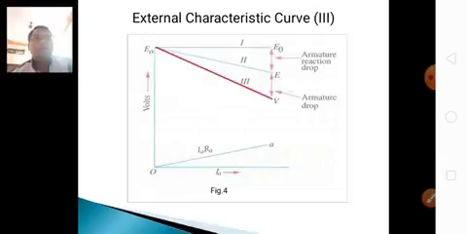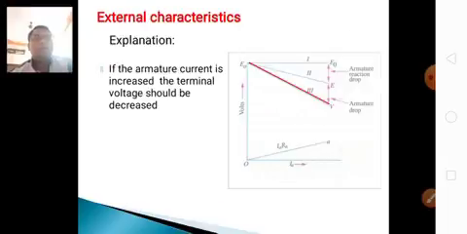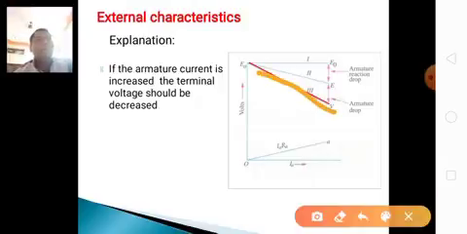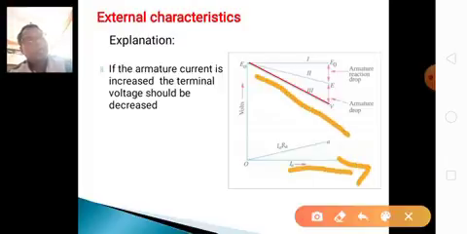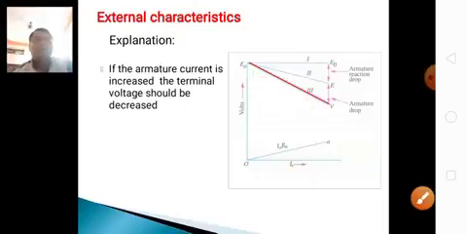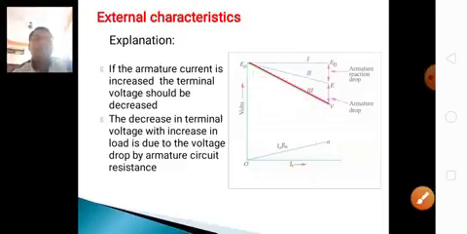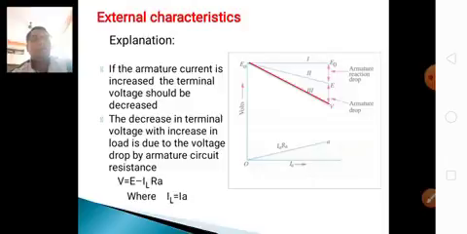External characteristics curve. See here, if the armature current is increased, the terminal voltage should decrease. So these are inversely proportional. When the armature current increases, and it keeps on increasing, the armature voltage will decrease. The decrease in the terminal voltage is with increase in the load. If the voltage decreases, the load also increases. If the load increases, there is a drop due to armature circuit resistance. So V equals Eg minus Ia Ra, where Ia equals IL.